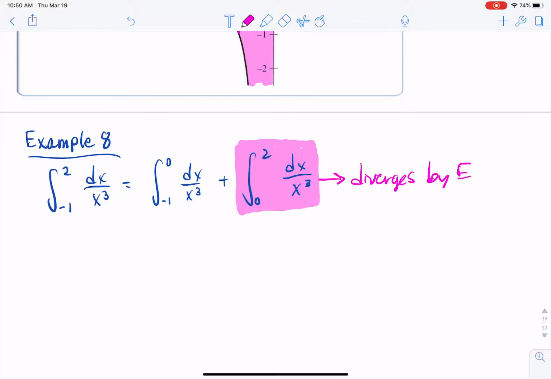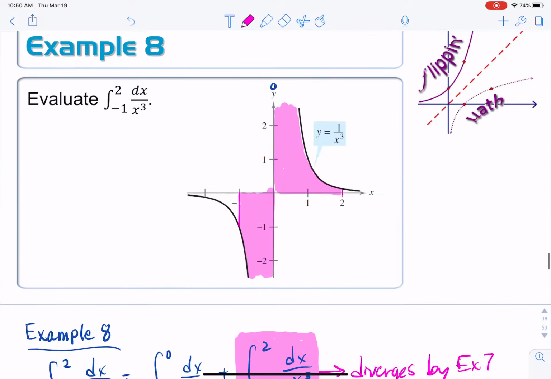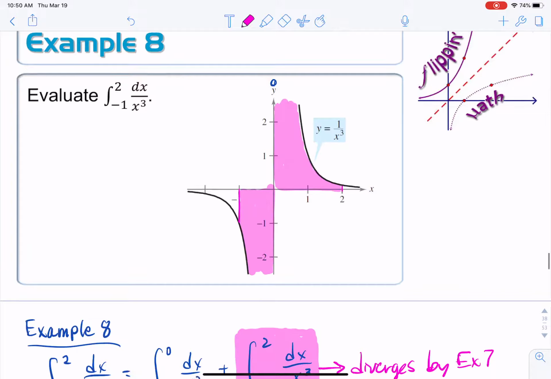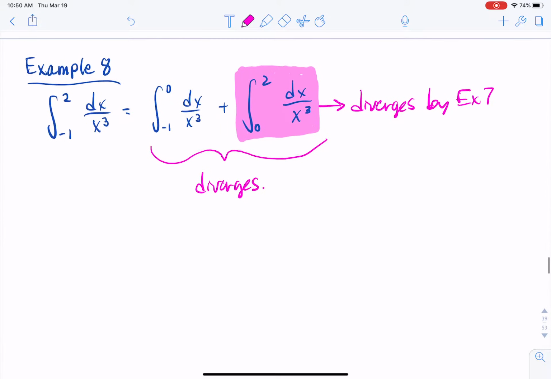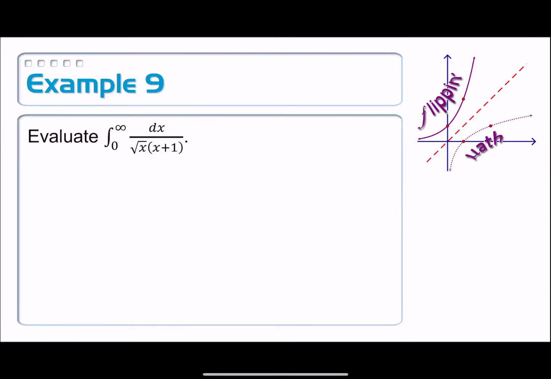By example 7, I think it was. Anyway, since this portion of it diverges, I'm going to say the whole entire problem diverges. And that one's finished, right? I mean, it makes sense. This part was already infinitely big, so the whole thing is still infinitely big. Okay, let's look at another one.